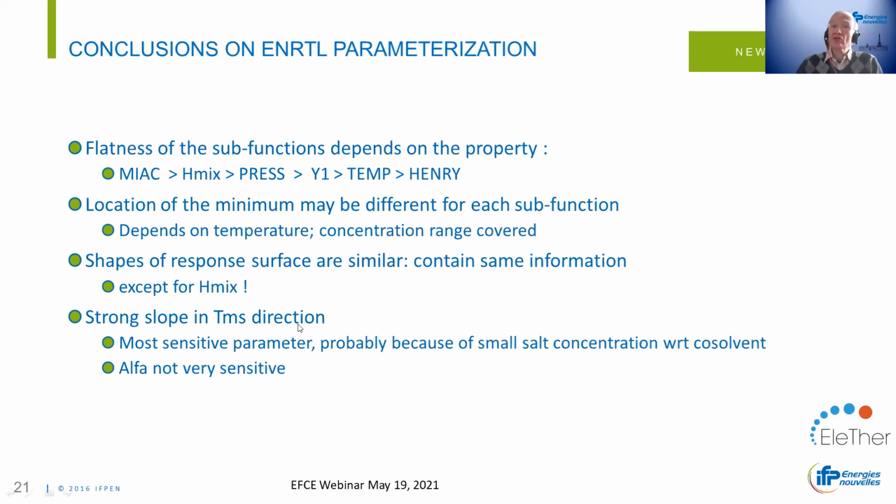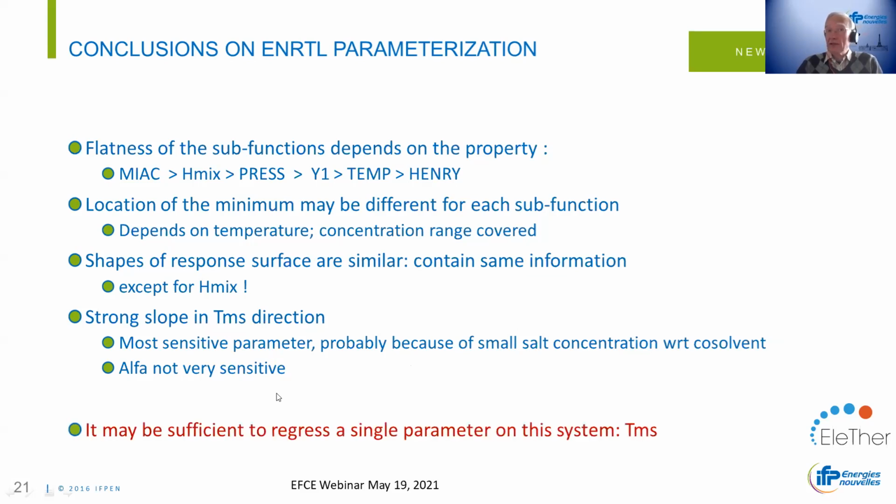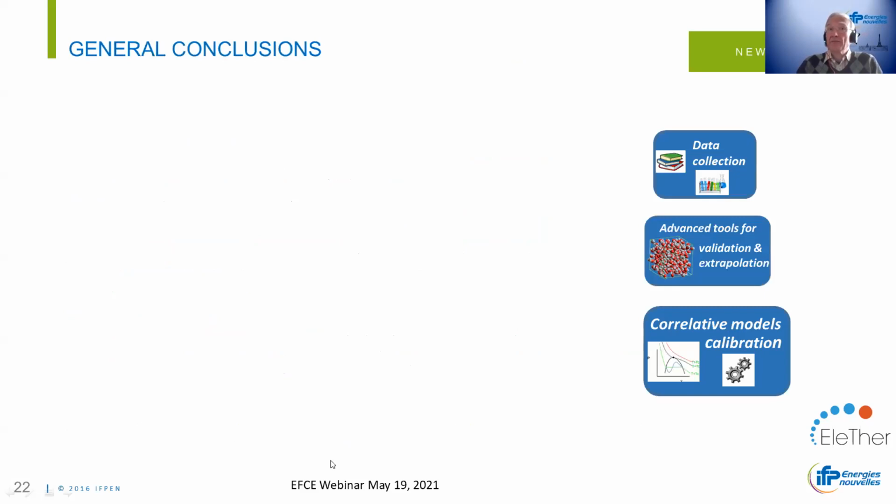There is a very strong slope in the direction of one of the parameters. So this is clearly the most sensitive parameter, methanol-salt and not salt-methanol, probably because of the small salt concentration in this type of property. Alpha is not sensitive, so it may be sufficient to regress a single parameter on this system.